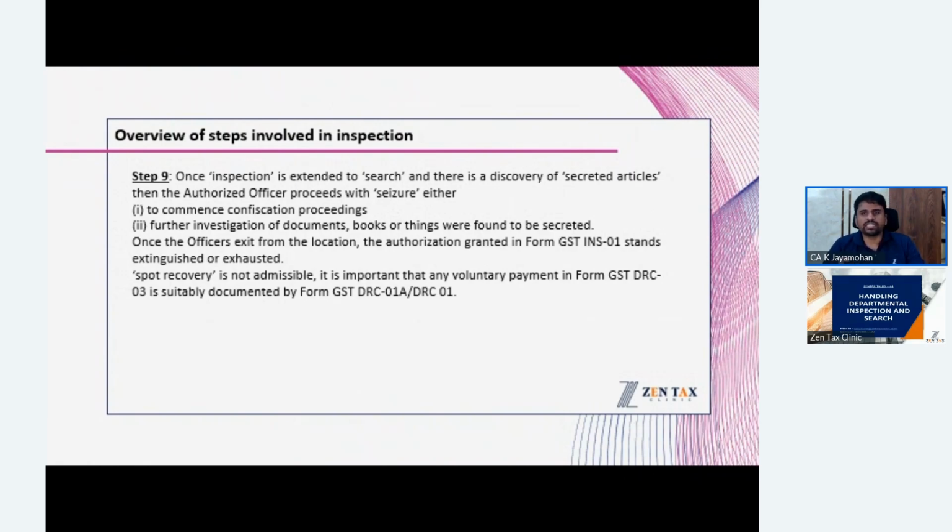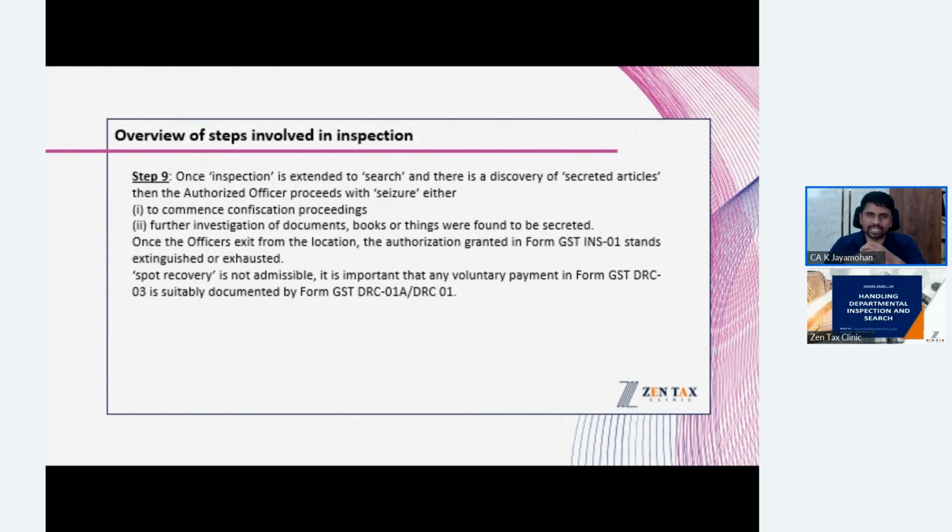So what is the consequence of this spot recovery? See, this activity is called as spot recovery. At the point of time of inspection itself, the officers are recovering a part of tax liability which they consider to have been evaded. So this is very wrong. You should never allow a spot recovery to happen at the point. See, for whatever reason, however it is possible, politely decline to pay tax at the time of inspection itself. Why, I will tell you.